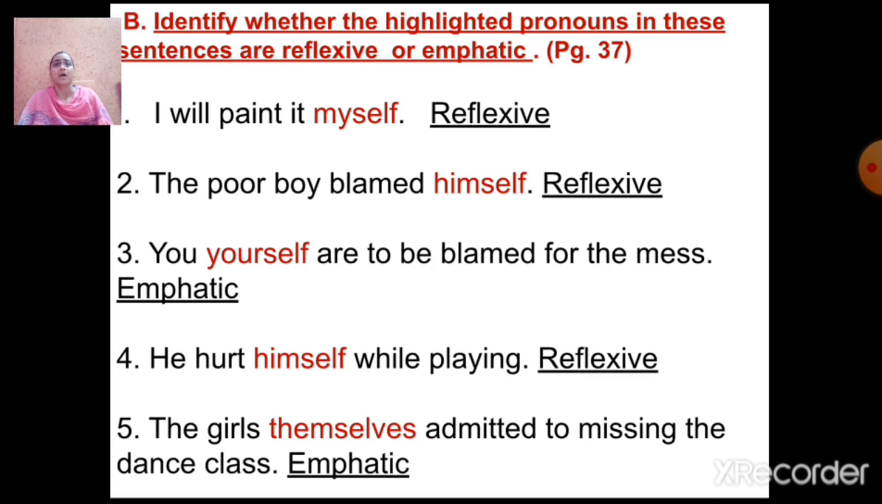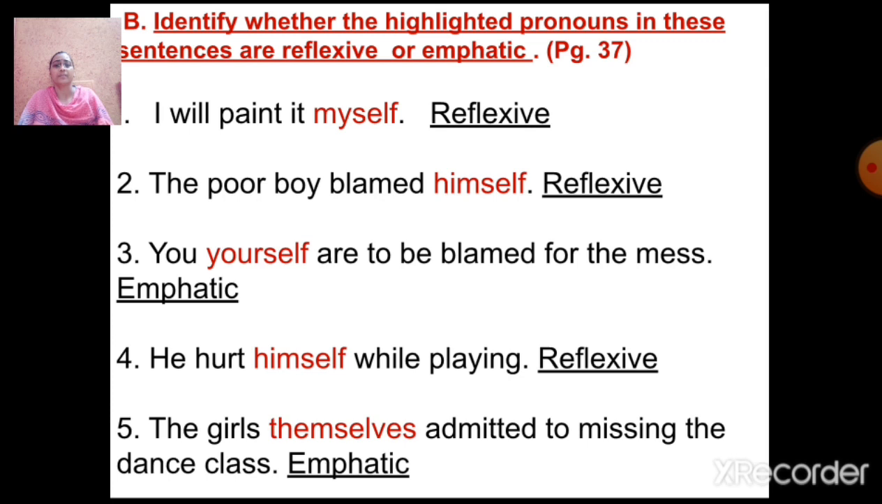Then, you yourself are to be blamed for the mess. Now here, if I remove yourself, then the sentence will be, you are to be blamed for the mess. Now, this sentence makes sense, right? So, it is emphatic. Then, the next one, he hurt himself while playing.